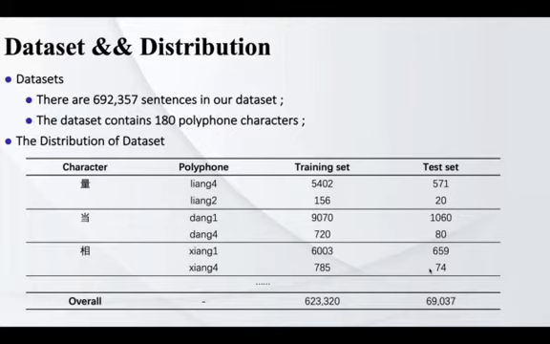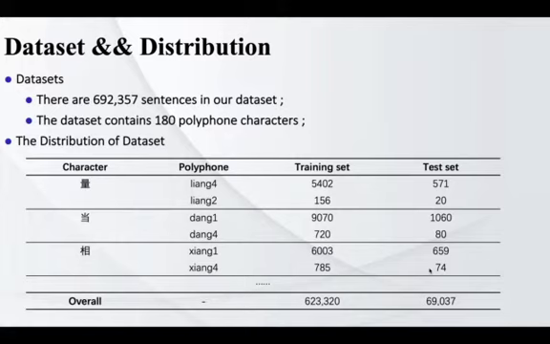And here is the illustration of our dataset. In our experiment, the distribution of our dataset is as follows. There are almost 70,000 sentences in our dataset. And besides, our dataset contains 180 polyphonic characters.